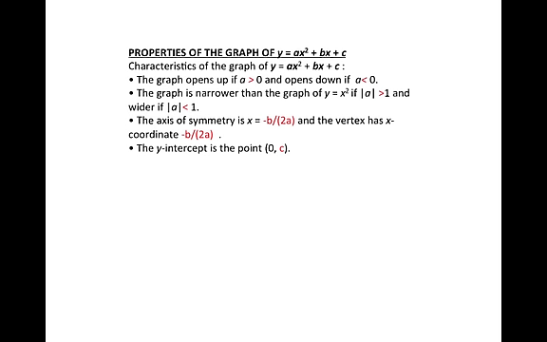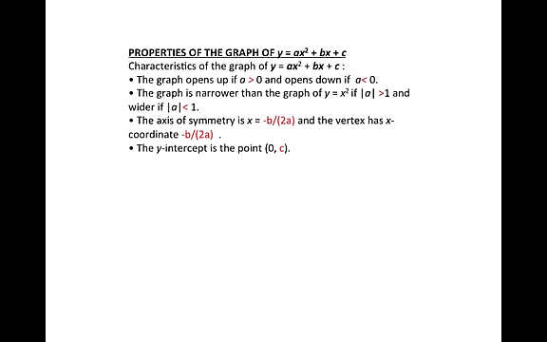Properties of the graph of y equals ax squared plus bx plus c include the graph opens up if a is greater than 0 and opens down if a is less than 0. So if a is positive, the parabola looks like it's smiling at you. If a is negative, the parabola looks like it's frowning at you. The graph is narrower than the graph of y equals x squared if the absolute value of a is greater than 1, so things like 2, 3, 4. And it's wider if the absolute value of a is less than 1, so things like 1/2, 1/3.